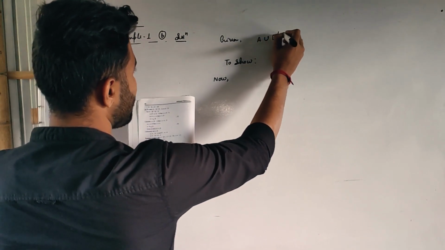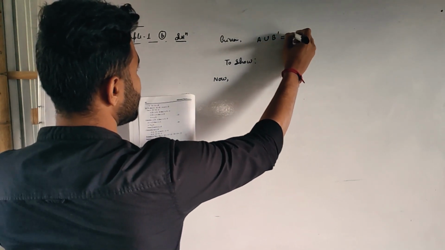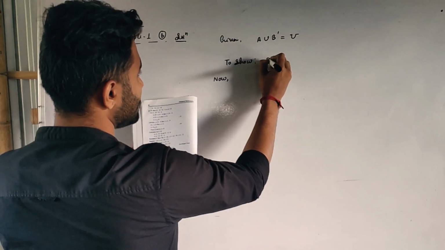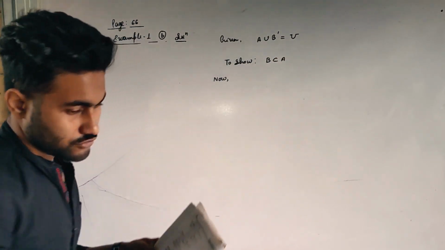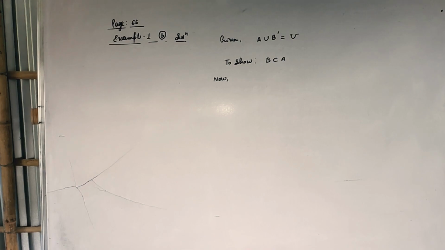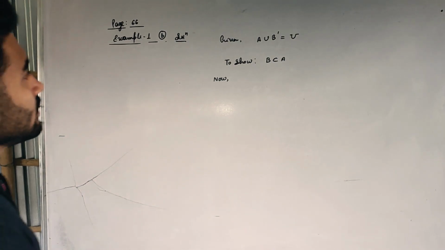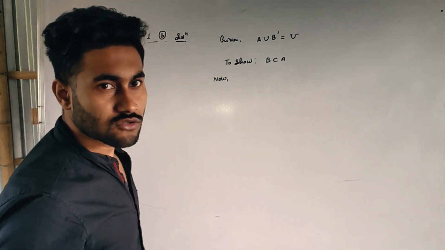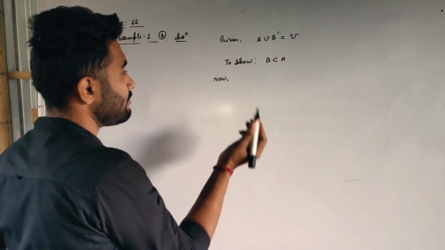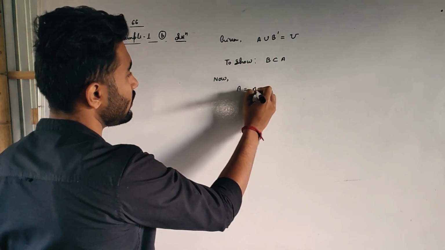A union B complement is equal to the universal set, and we have to show that B is a subset of A. So how to start? There is no complement on A, so I will start with A equal to A.